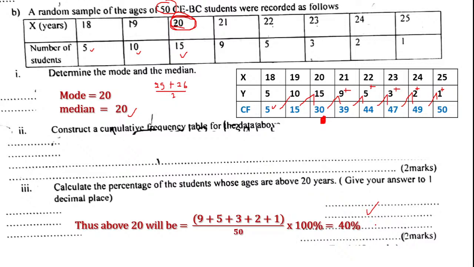But you will not have the complete answer here if you leave your answer as 40%. They say to give your answer to how many decimal places? 1 decimal place. So what will be the final answer? The final answer will be 40.0%, because if you give an answer to 1 decimal place, we have 40.0%.